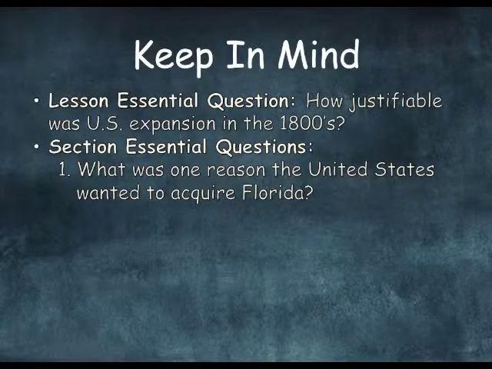Before beginning Section 3, there are a few things we need to keep in mind. First, the unit essential question: How justifiable was U.S. expansion in the 1800s? So when we go over how the United States acquired Florida, keep in mind how justifiable was the way we were acquiring it.